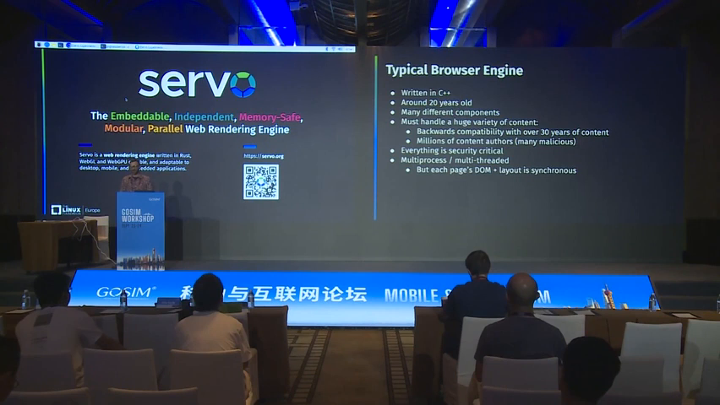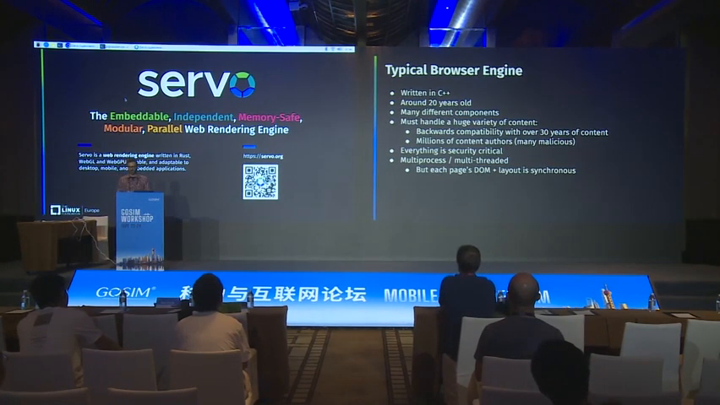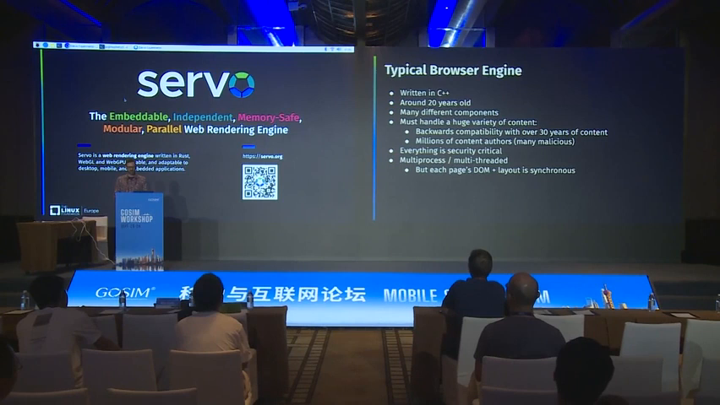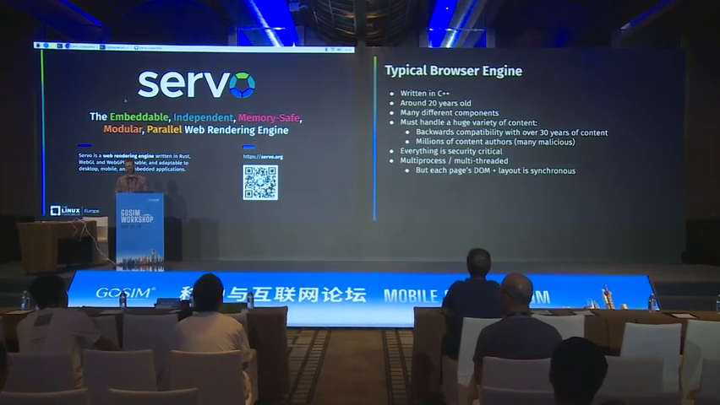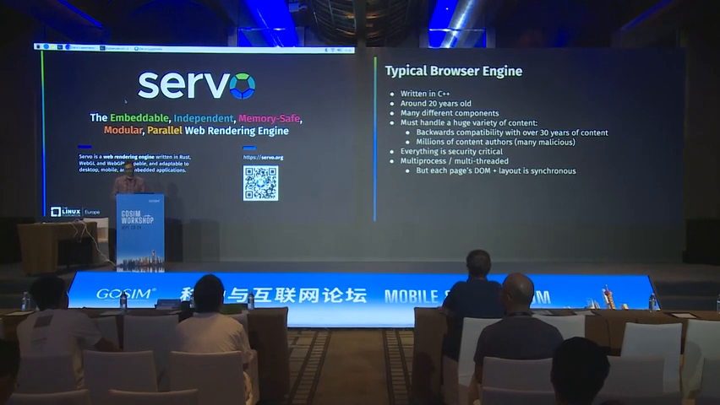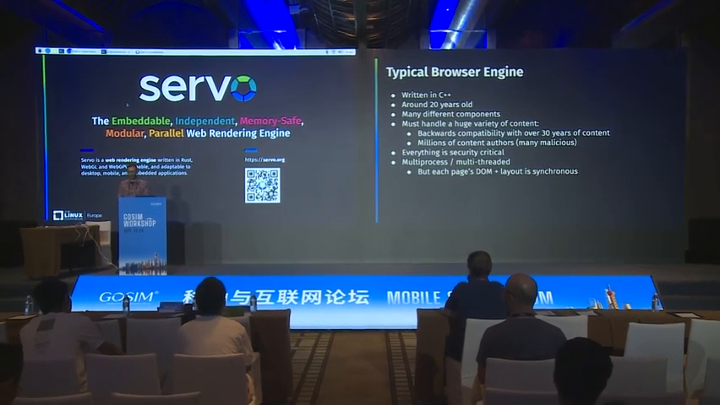So a typical browser engine is written in C++. All the major browser engines are written in C++, which means, and this is important, that they have a lot of memory errors. You have to be careful when you use pointers. It's easy to shoot yourself in the foot and cause a crash.